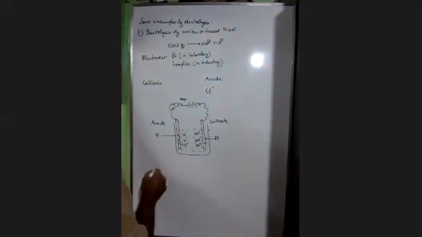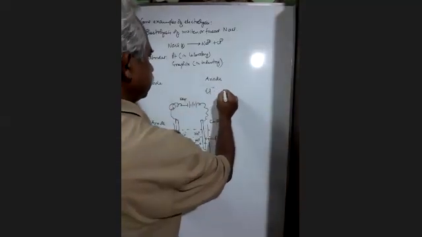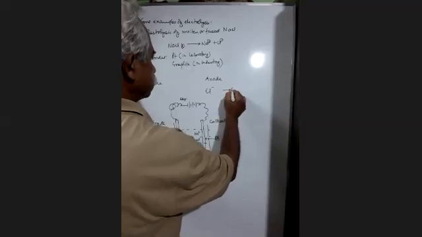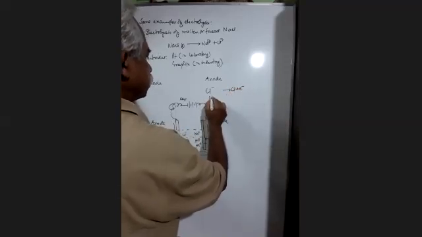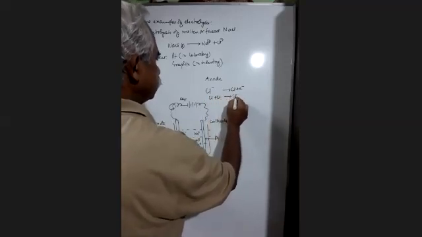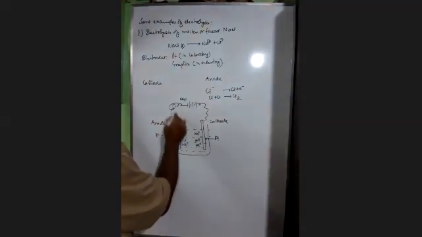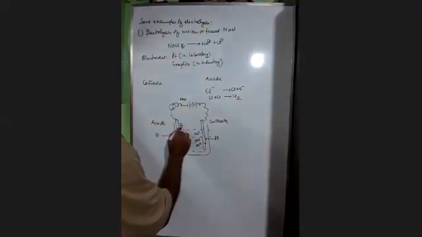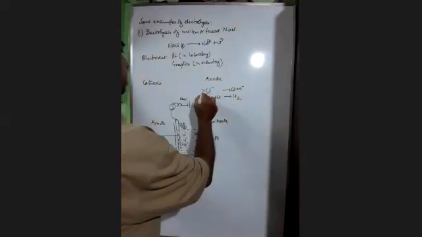Okay. So here, what will happen now? Here, chloride is going to lose the electron on the anode, and we know chlorine atom is not stable, so it will give you Cl2. Okay. So here you will find the Cl2 gas will be evolved. All right. Let me write here.